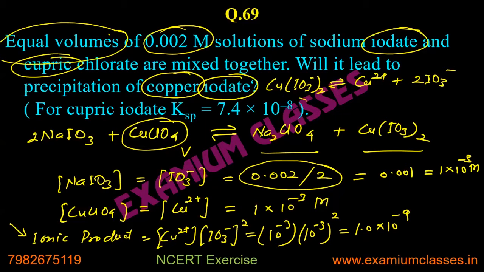And what is the KSP? KSP is 7.4 into 10 to the power minus 8. Is the ionic product less than or greater than that? Basically, it is less than KSP. Hence, no precipitation will take place.